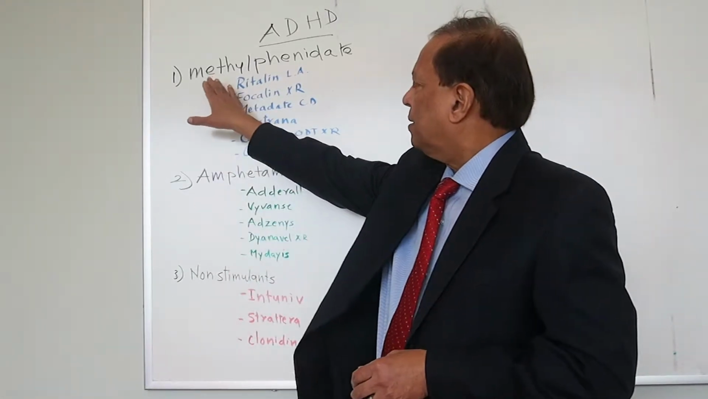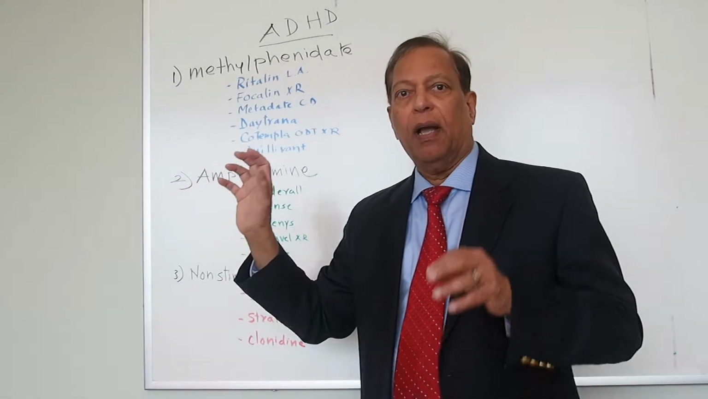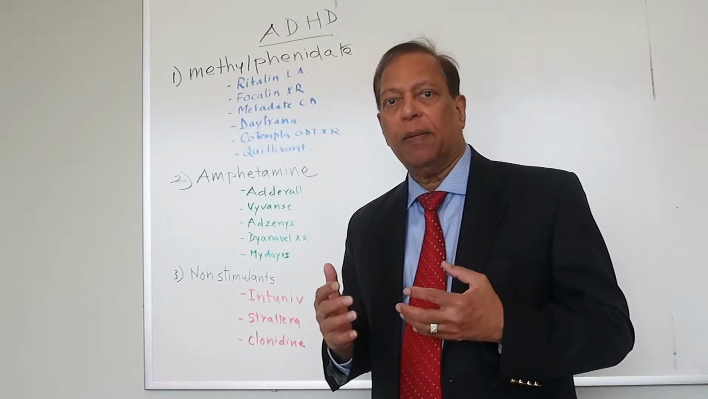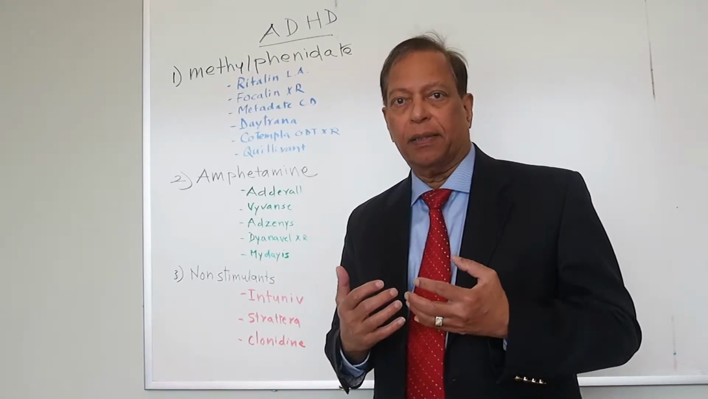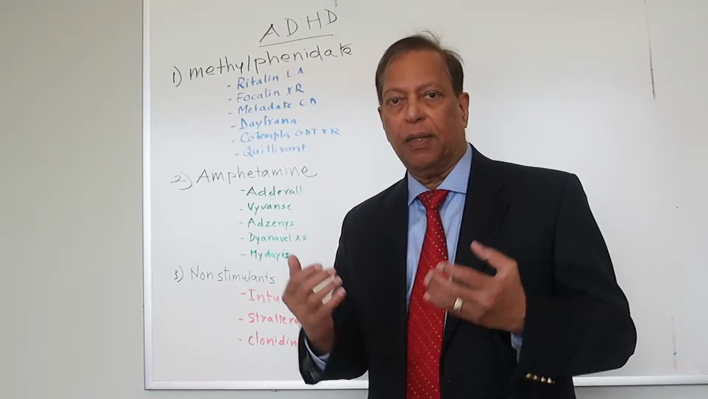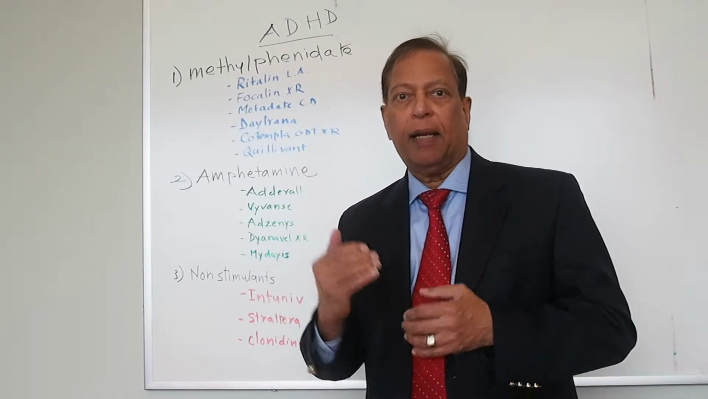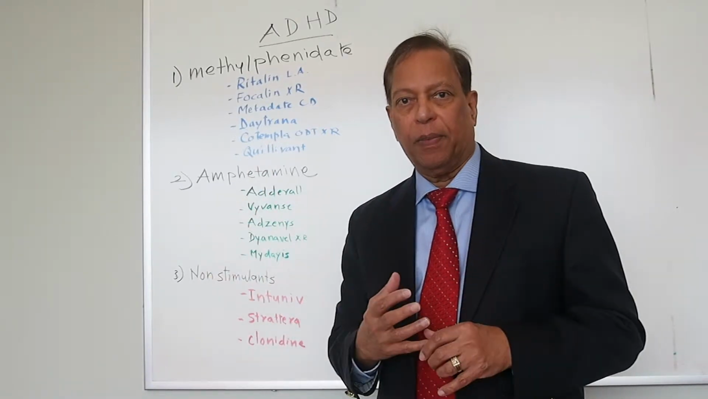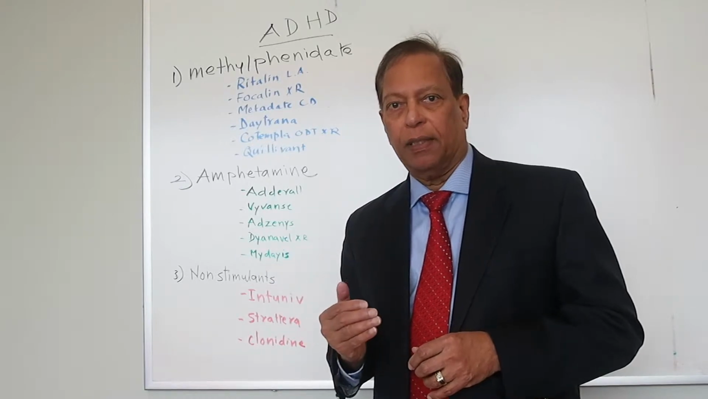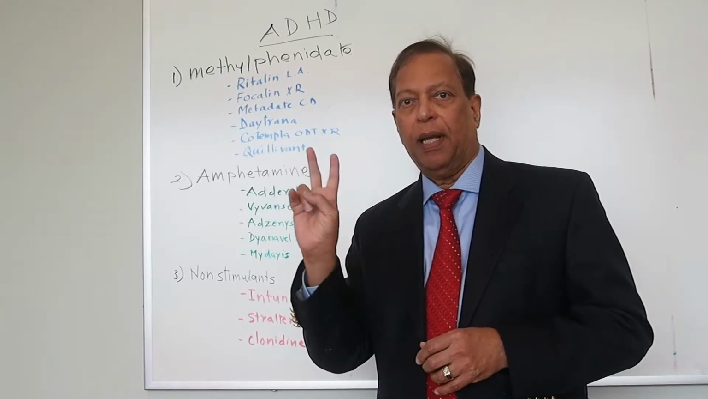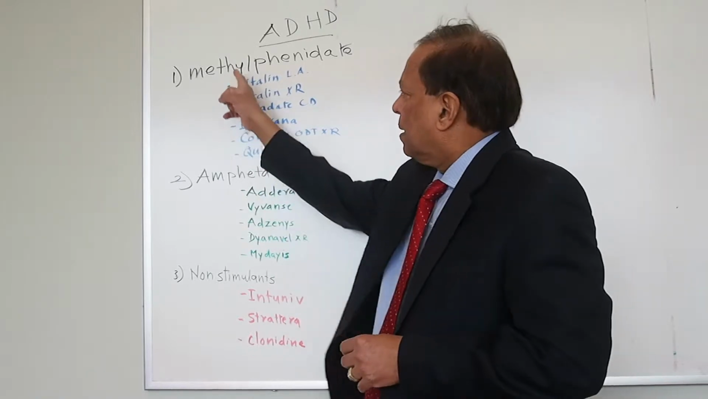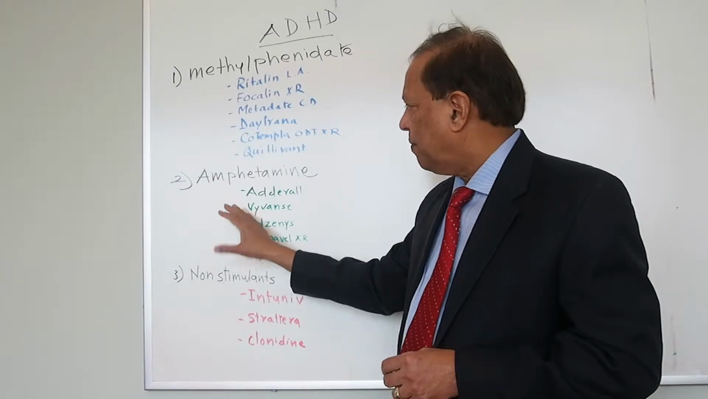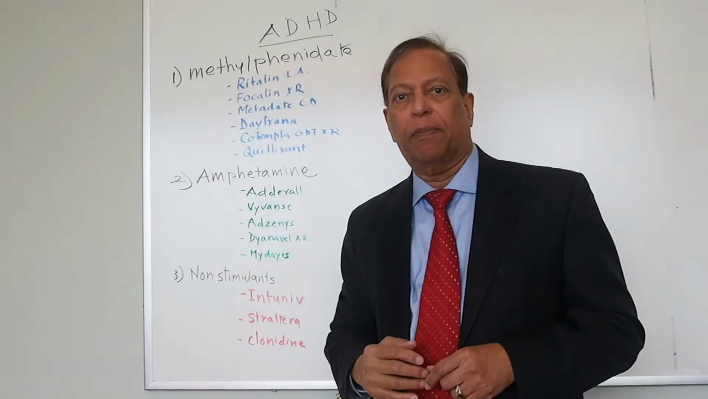For example, these two medications work on a brain chemical called dopamine. Dopamine is one chemical that is essential for attention. So they enhance the concentration of dopamine at the synaptic level. They also have some effect on another brain chemical called norepinephrine. So they work on two, dopamine and norepinephrine. These have more influence on dopamine. These have more influence on both of them. So there is a little difference between the two.